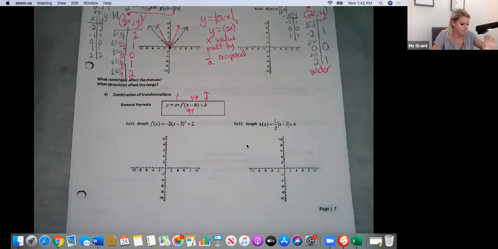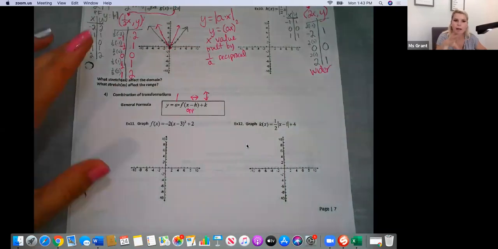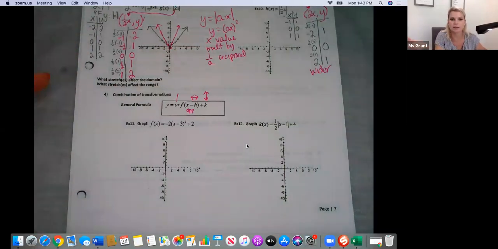Okay. The vertex is what we need to pay attention to first. All of the other problems that I just did for you, the vertex was a 0, 0. So it was easy. So now I need someone to tell me, for example, 11, what's the vertex on example 11?